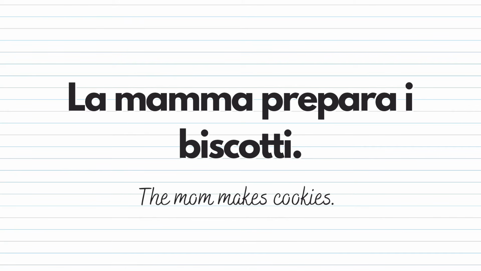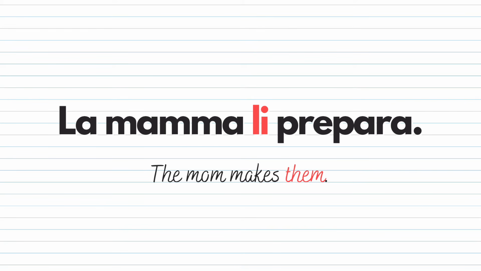La mamma prepara i biscotti. Now here we're trying to replace i biscotti, and i biscotti is going to be the object of our action, and since it's not preceded by any preposition, then we are pretty confident to say that it is a direct object and can be replaced by a direct object pronoun. In this case, i biscotti is masculine and plural, so we're going to use li, them. La mamma li prepara. The mom makes them.